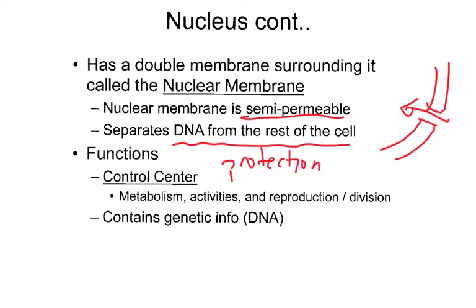And it's in charge of all kinds of different activities. So it controls the metabolic rates, controls the reproduction of the cell, gene expression. So genes are turned off and on inside the nucleus, things for different traits in organisms.